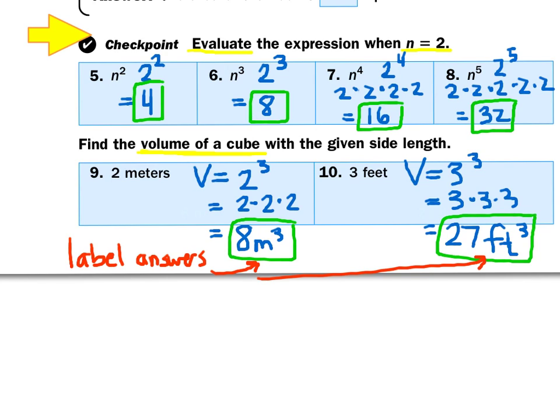Now, look at the last two examples. It says, find the volume of a cube. Well, remember, volume is the edge to the 3rd power. So the volume would be 2 to the 3rd power. In this case, it would be 2 times 2 times 2, which we know is 8, but don't forget to label it. This means 8 meters to the 3rd power. Okay, and for number 10, the volume, if the edge is 3 feet, well, I do 3 to the 3rd power. 3 times 3 times 3 gives me 27, and don't forget to label it. It would be feet to the 3rd power.